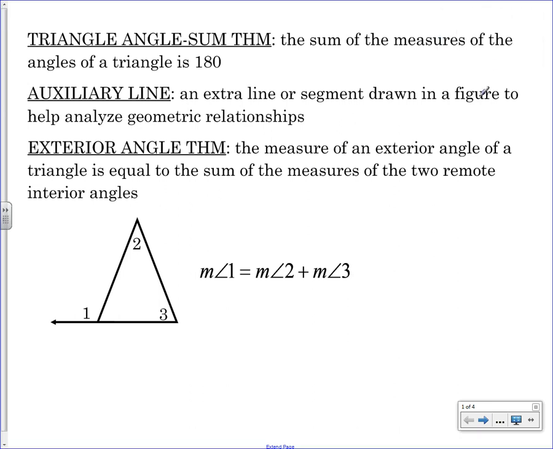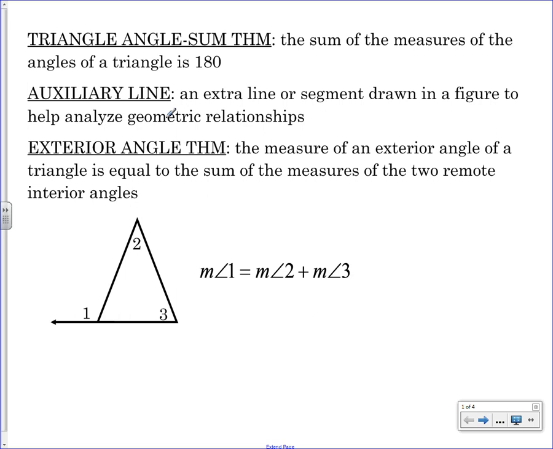Part 2, angles of triangles. Some of this stuff you guys already know. So how many degrees are in a triangle? 180 degrees. The triangle angle sum theorem says that. It says the sum, what's that a fancy word for? Add, right? The sum of the measures of the angles of a triangle is 180. You've known that for forever, okay?